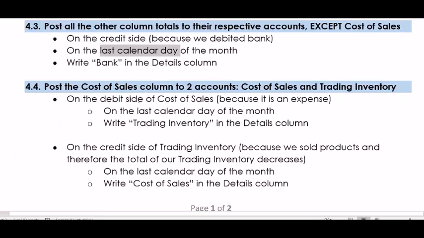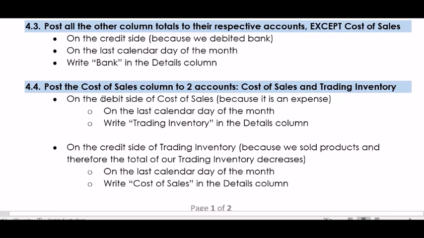And then the next step says we have to post the cost of sales column. Now, cost of sales is an exception. You know, in languages, they always teach you a rule, and for every rule, there's an exception. In accounting, there's also an exception, and that exception is the cost of sales column. It's the only column that we will post to two accounts, and it's the only value that we won't say bank in the details columns. Okay, so what happens is cost of sales goes to two places. It goes to the debit side of cost of sales and the credit side of trading inventory. And if I were you, I would study this. This is very, very important.